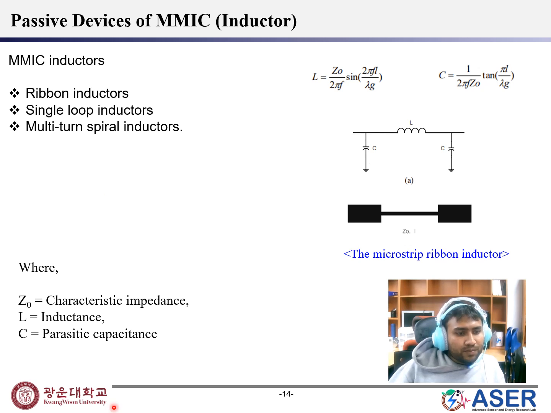Passive devices of MMIC: inductor. MMIC inductor, here you can see three types of inductor: ribbon inductor, single loop inductor, and multi-turn spiral inductor. This one is mainly the microstrip ribbon inductor, where from this equation Z0 is the characteristic impedance, L is the inductance, and C is the parasitic capacitance.